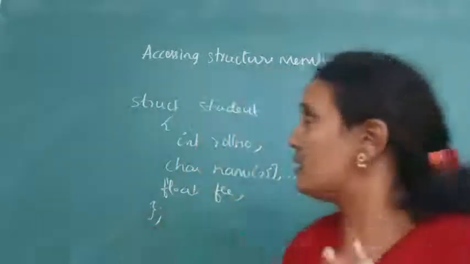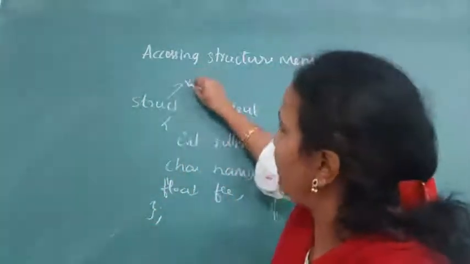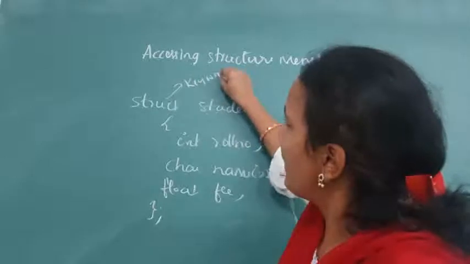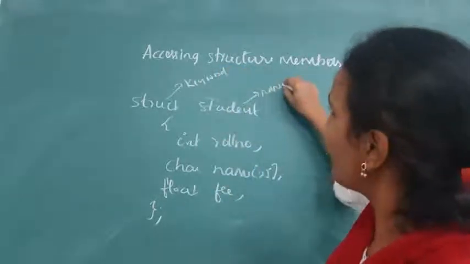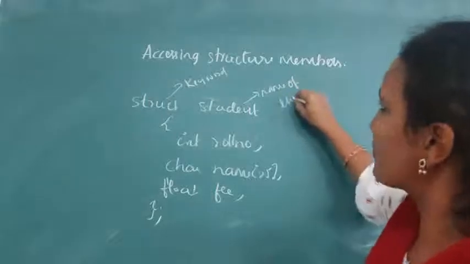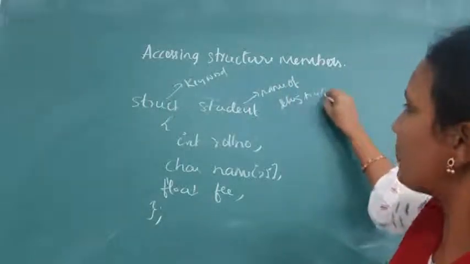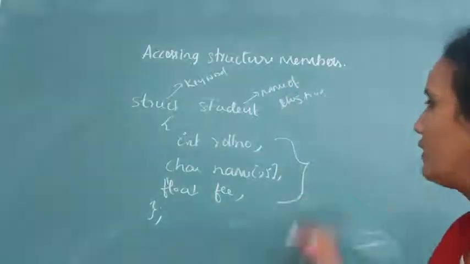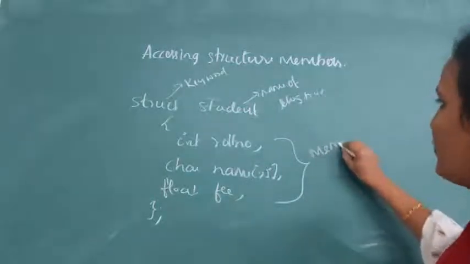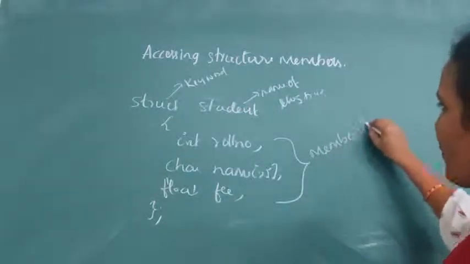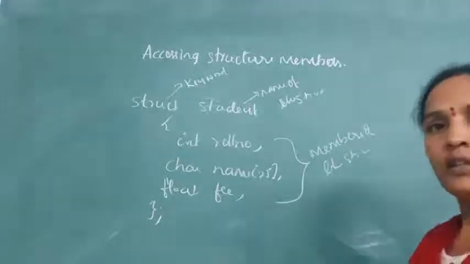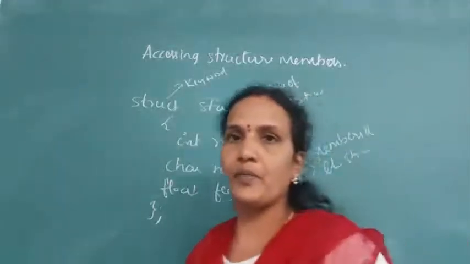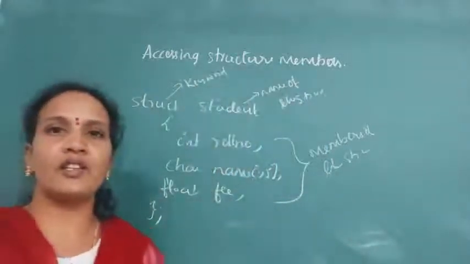Okay, so in this, struct is a keyword. As it is, you should write. Student is the name of the structure, and these three are the members of the structure. Okay, so this is a structure. Understood? So what is a structure actually?